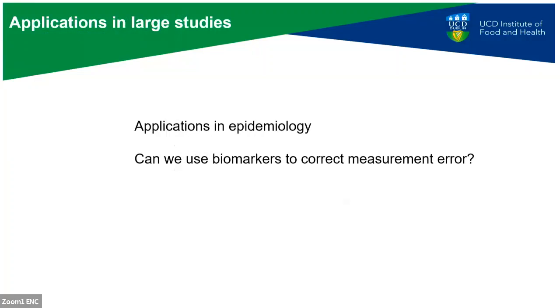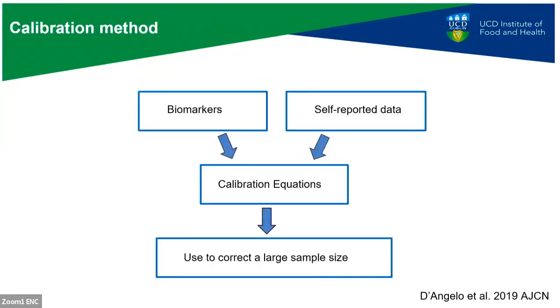Could we use these biomarkers to correct measurement error in large population studies? So what we did here was we took the biomarker data and the self-reported data, and we modeled these two data together. We took the estimates from that model, and we used those estimates to correct our self-reported data. Now, this has advantages in that if you're going into large population sizes, it means you don't have to have biomarker data for all of the group. So we tried this out again in the National Adult Nutrition Survey in Ireland. So we had 800 individuals, and we wanted to see if we could take this approach.